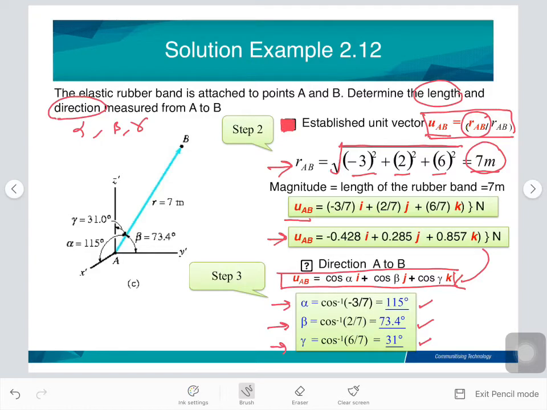Okay, so you may refer to this figure. You must remember that alpha is from this vector to the x-axis, and this beta is from the vector to the y-axis, and the last one is here. Okay, you got it?